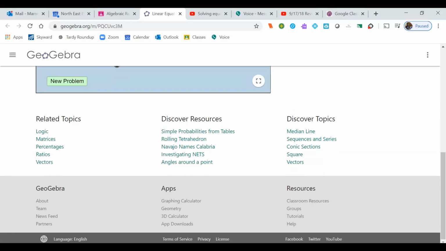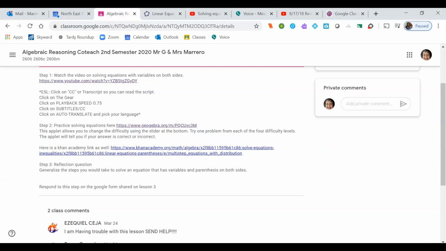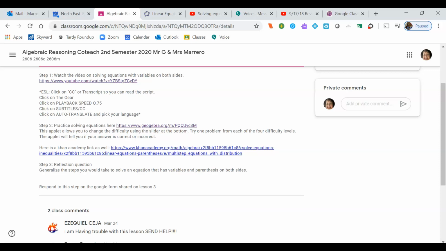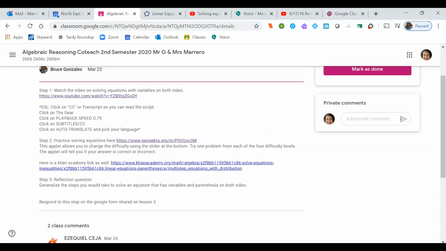All right. And then you're going to go back, and then here's where you're going to record something. It says reflection question. Generalize the steps you would take to solve an equation that has variables and parentheses on both sides. Where did you get this information? From this video on step 1. Now, this is so important. This is where I need everyone reading. It says respond to this step on the Google form shared on lesson 3.